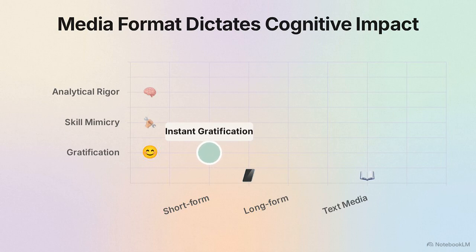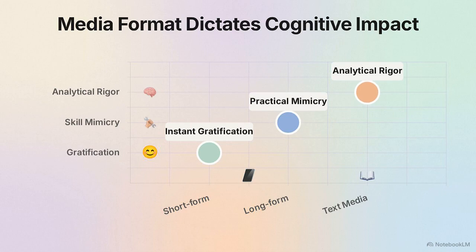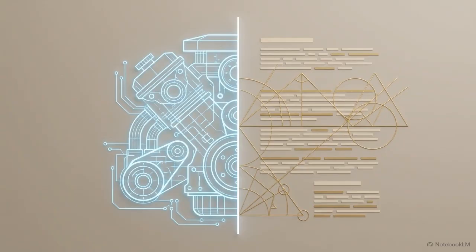First, short-form video correlates directly with immediate psychological gratification. Second, long-form video maps to practical skill mimicry. Finally, text-based media maps strictly to analytical rigor. Evaluating educational mediums accurately requires entirely separating the cognitive demands of practical physical execution from those of abstract analytical development.